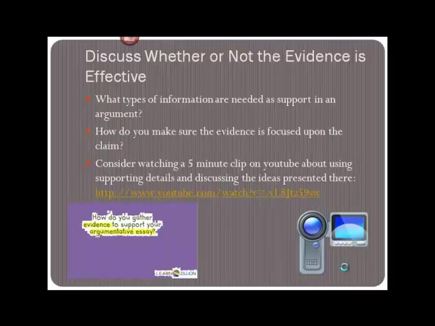If you have time, I would suggest watching a 5-minute video clip on YouTube about using supporting details, and then as a class discuss the ideas presented there. On the bottom left of the screen, you can see the beginning title of that YouTube video. How do you gather evidence to support your argumentative essay?